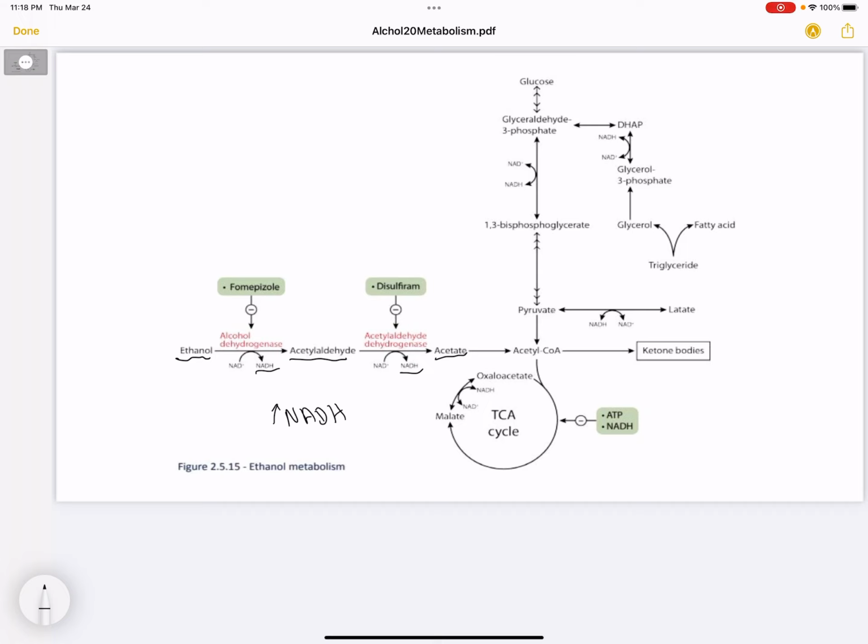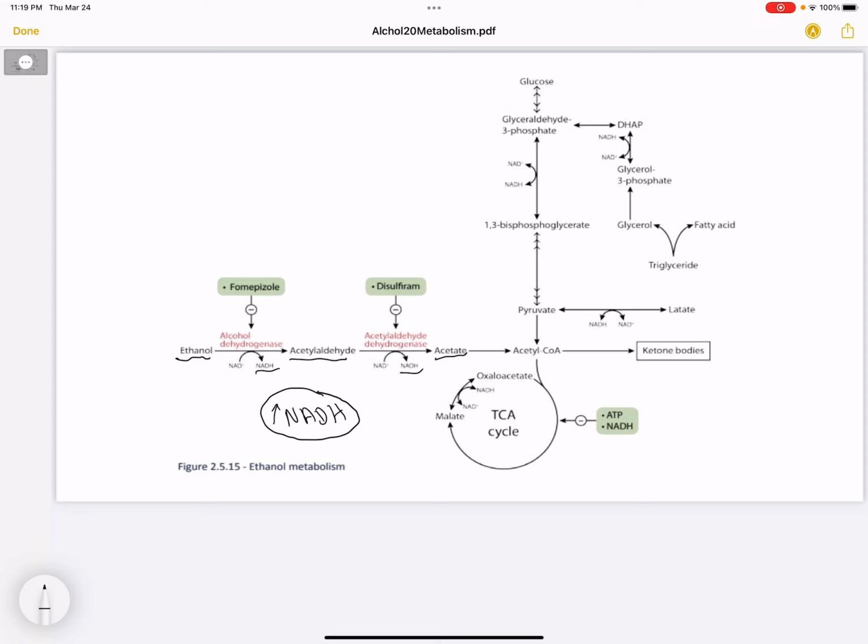And most of the problems with alcohol come from this increase in NADH in our body. This is the most important thing to know about alcohol metabolism. It is going to increase our NADH levels in our body.